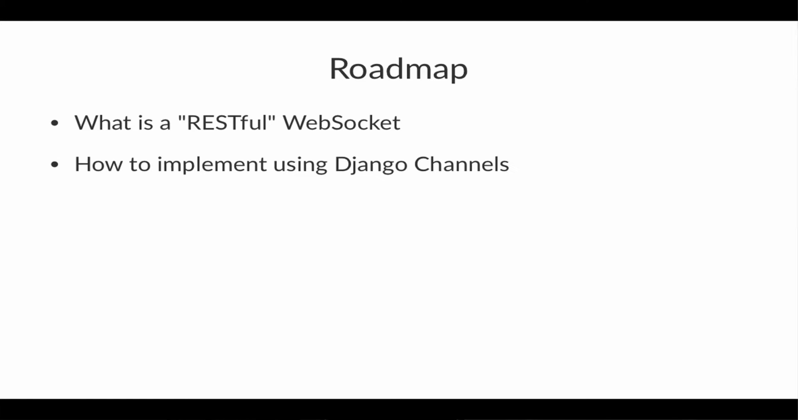So the way I'm going to go about this is the first thing I'm going to do is actually define what a RESTful WebSocket is. And so we're going to look at some of the characteristics that hopefully should be reviewed for most of you for the HTTP side of things, routing, formatting, stuff like that. And we're going to translate it into what WebSocket land would look like. Once we have a definition of what we're talking about, then I'm going to talk about how you actually implement it using Django Channels.